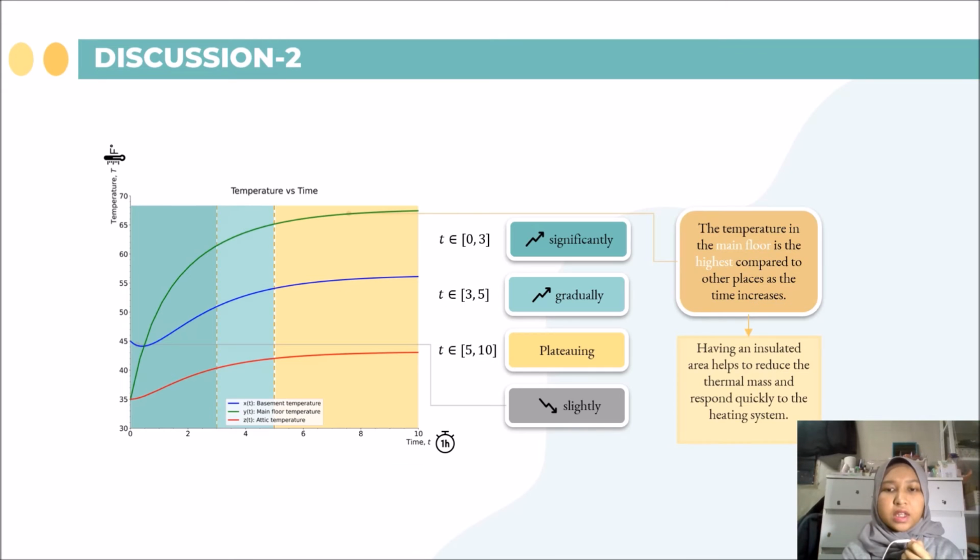In the graph, we can see a significant increase from 0 to 3 hours and a gradual increase from 3 to 5 hours, plateauing from 5 to 10 hours for all three areas. And we can see that the temperature in the main floor is the highest, because having an insulated area helps to reduce the thermal mass and respond quickly to the heating system.